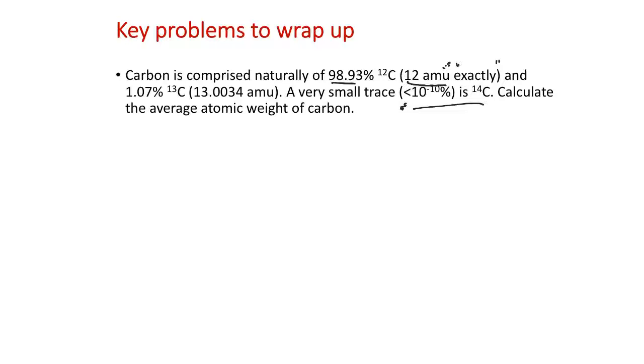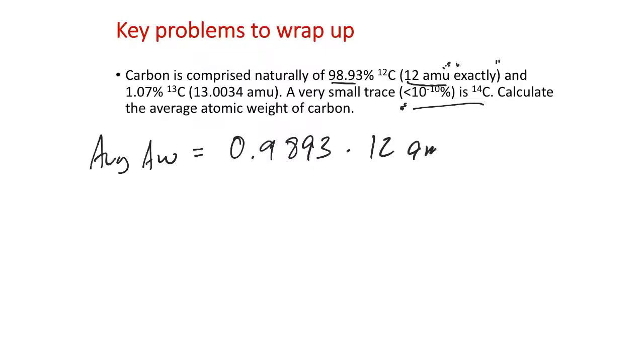The average atomic weight of carbon, if we think about it, should just be the fraction of carbon that is carbon-12 times the mass of carbon-12, plus the fraction that is carbon-13 times the mass of carbon-13. Now the mass of carbon-13 isn't exact like 12. It is an experimental value with only 6 digits known.